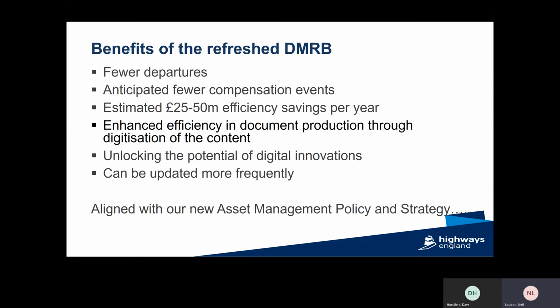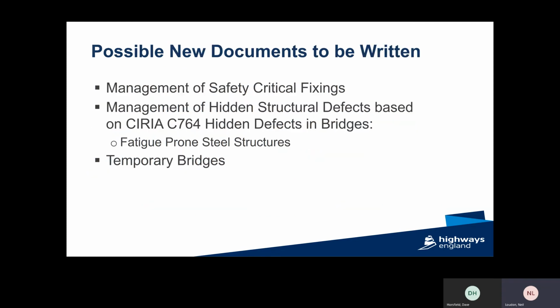And looking forward, the new digital publishing route will enable us to have improved efficiency and speed of production for any changes that will be required in the future to support Highways England and other users through the standards. That will allow us to update more frequently and be more responsive to feedback. So part of all of this is to make sure that the DMRB is aligned with our newly published asset management policy and strategy, a transformational journey published by Highways England.